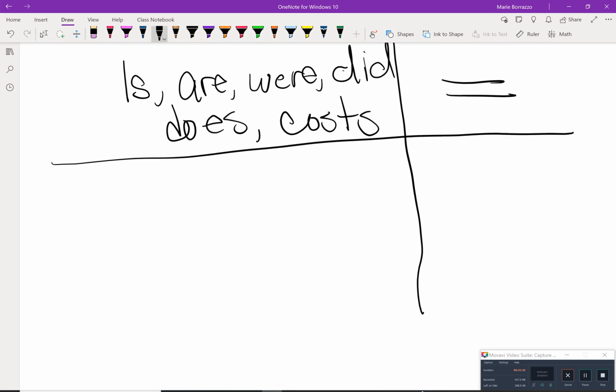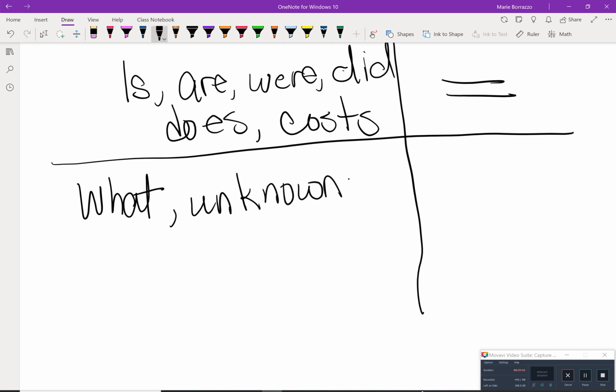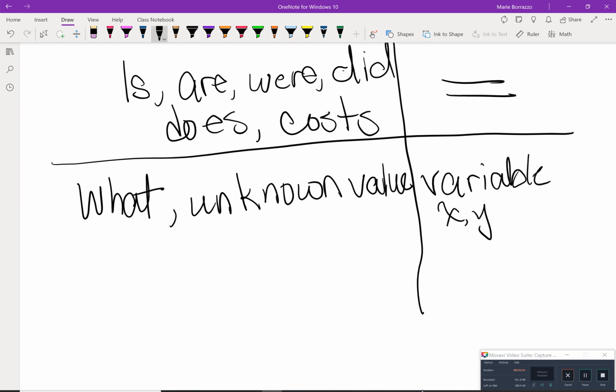If you see the verbiage what, or basically any unknown value, in that case I want you to think of a variable. That variable could be anything. It could be an X, it could be Y, it could be a K, it could be anything in the alphabet soup. Anything you choose.